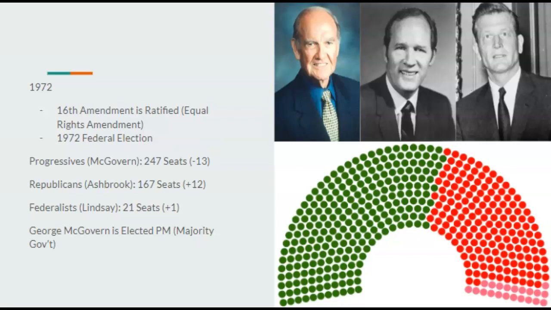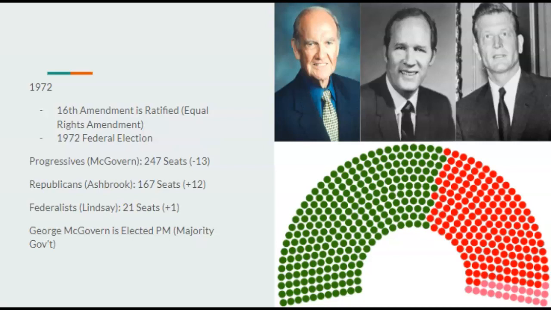Also, the 1972 federal election, the progressives under George McGovern win 247 seats, losing 13. Republicans under John Ashbrook, who's a lot more liberal compared to the past Republican leaders, win 167 seats, gaining 12. And the Federalists under John Lindsay from New York City win 21 seats, gaining 1. The first time in a long time they've gained seats, even if it's just 1. And George McGovern is elected prime minister. The second series that I've done with him being elected as prime minister or president.